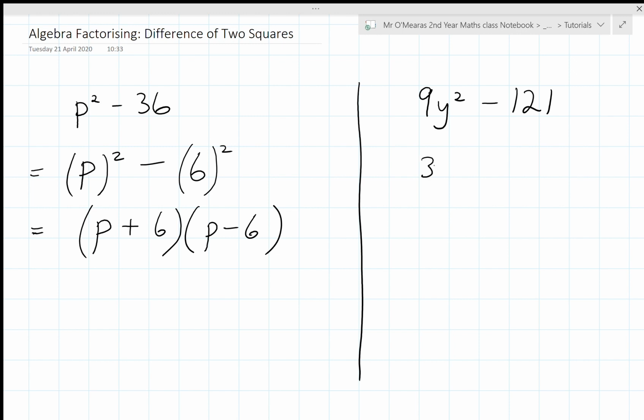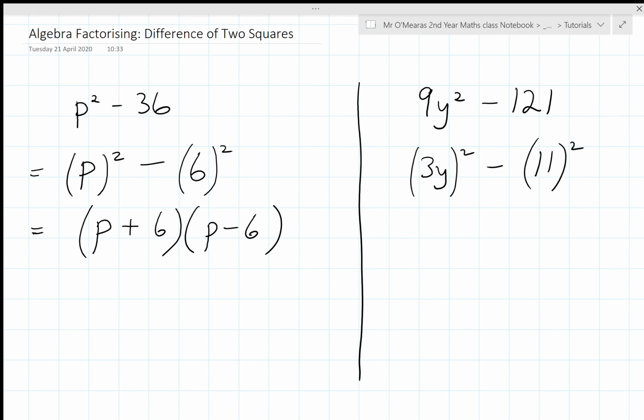Again, that is just 3y squared. All right, 3y by 3y, 3 by 3 is 9, y by y is y squared. So 3y, and it's important to have the bracket around it. 3y squared gives you 9y squared. 121 is just 11 squared.